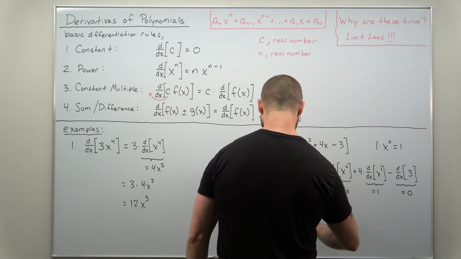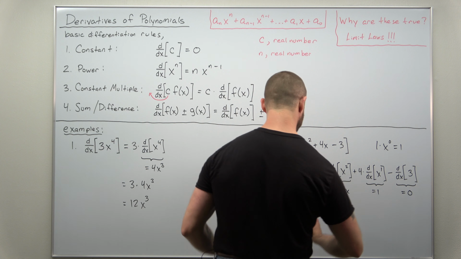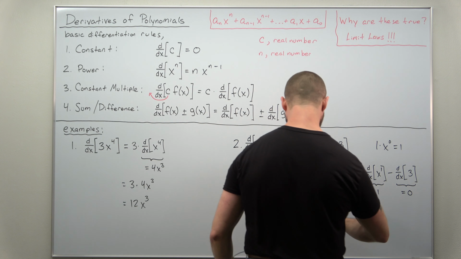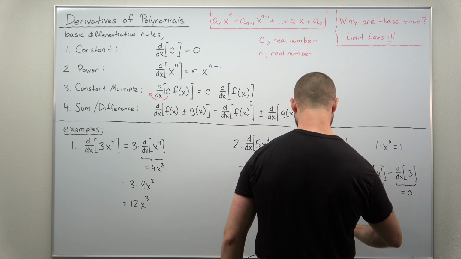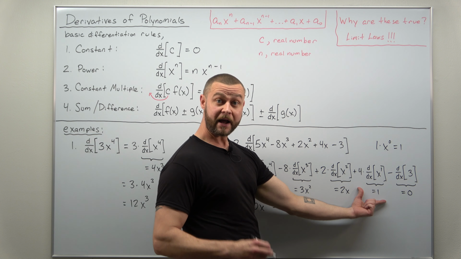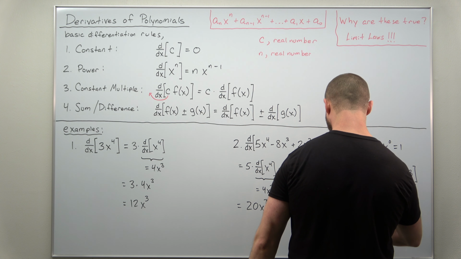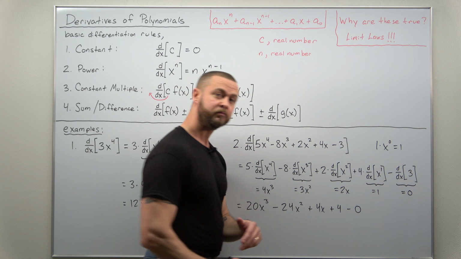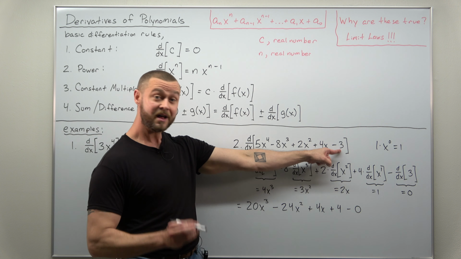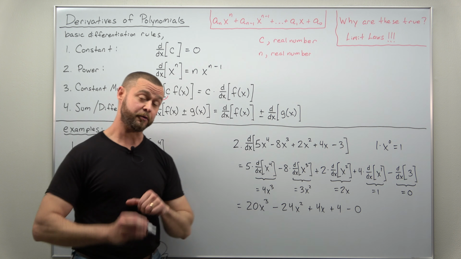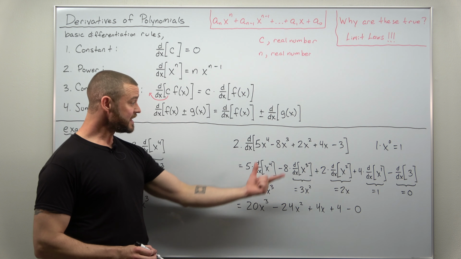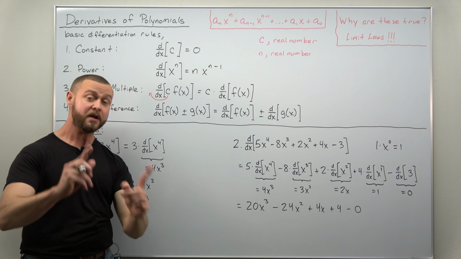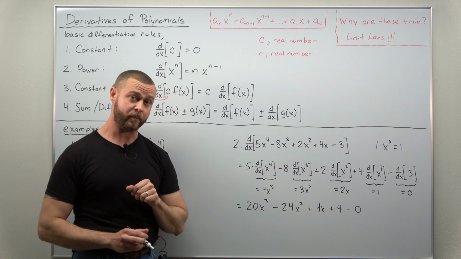We can write that as -24x squared. Here, we're going to multiply and get 4x. Here, we're going to multiply and get just 4 times 1. And just for emphasis, I'm going to write minus 0, reminding ourselves that when we differentiate a constant, that derivative is 0. And there we go. That is conceptually how we apply all these differentiation rules together to calculate the derivative of a polynomial.